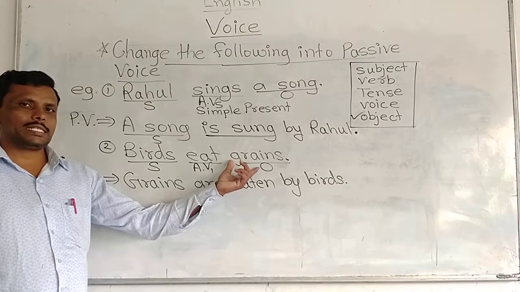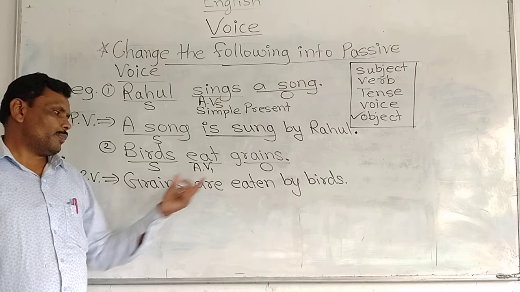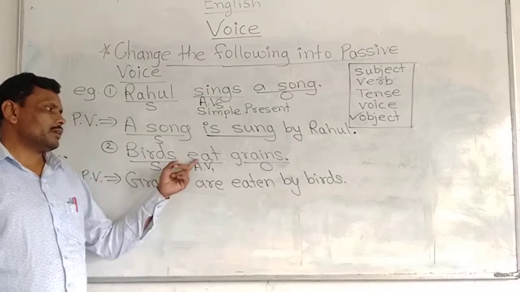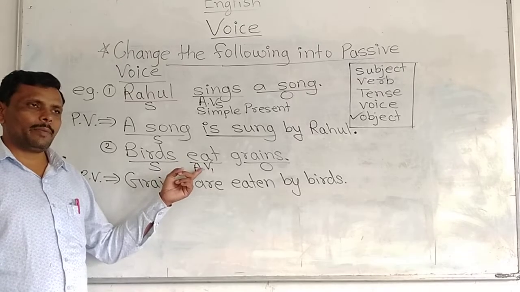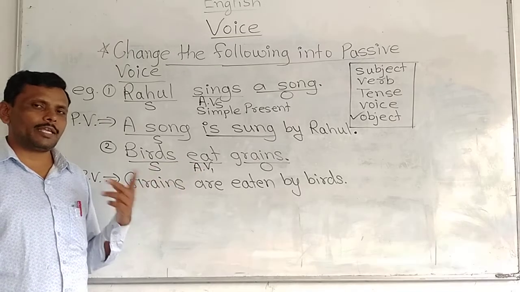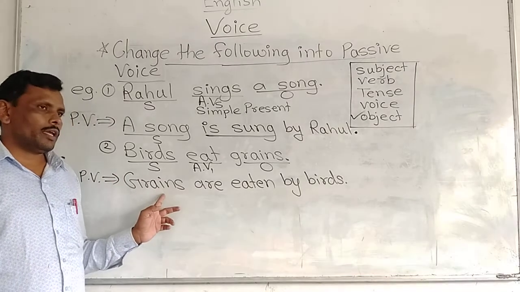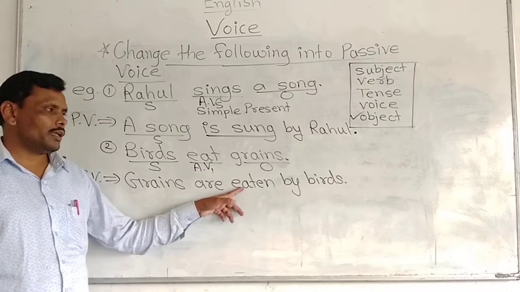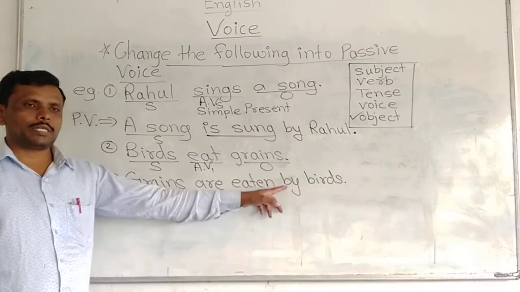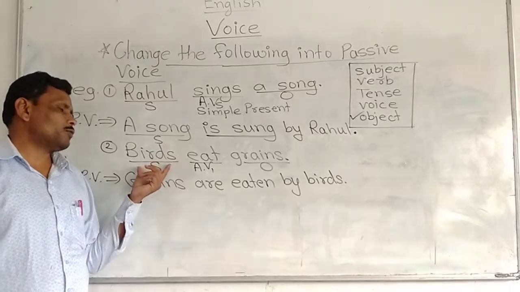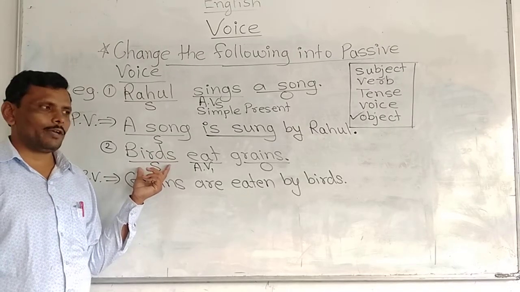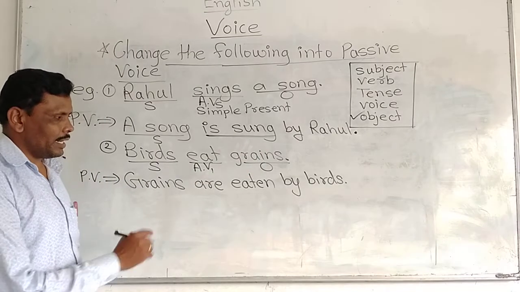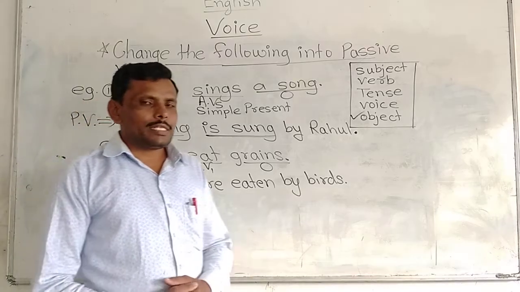This grains, a common noun, is placed at first in the nominative case. Then eat is V1, simple present tense. Its passive form is am, is, are plus V3. Okay, grains are, then V3 of eat, eaten, and by should be used as a preposition, and then we have to place the subject of the active voice at the end of the passive voice in the accusative case. Correct? We have taken these examples.